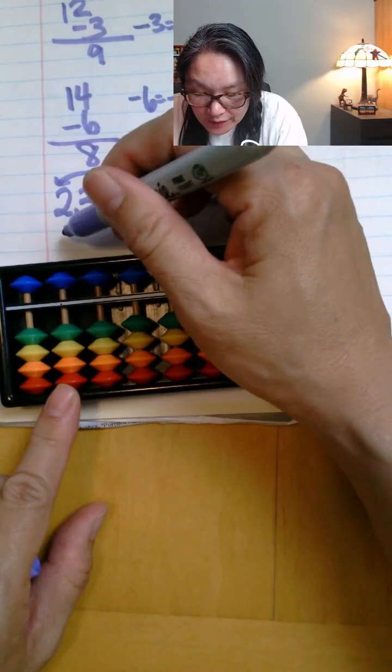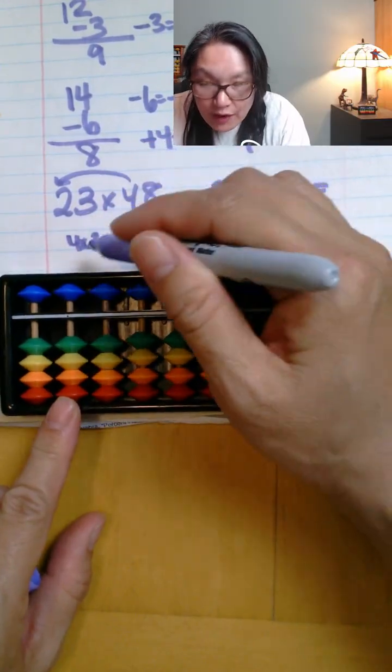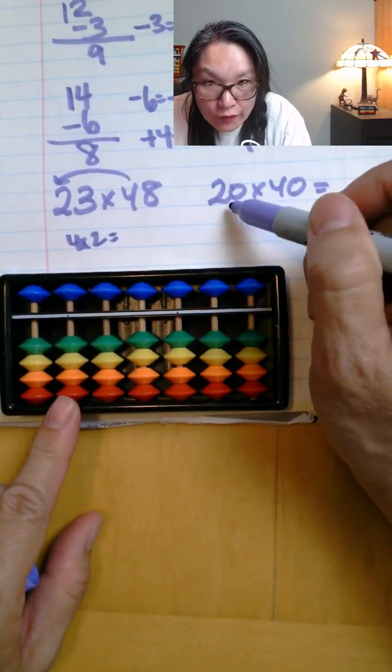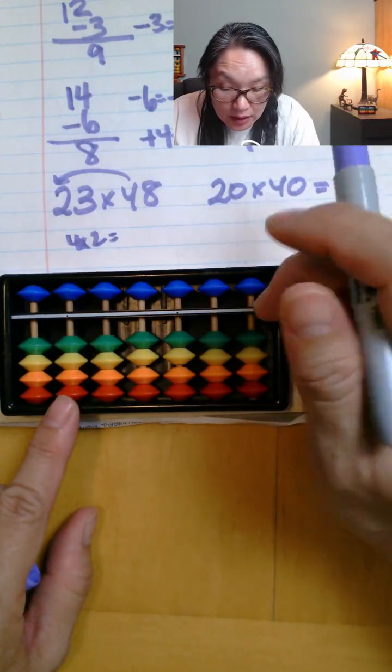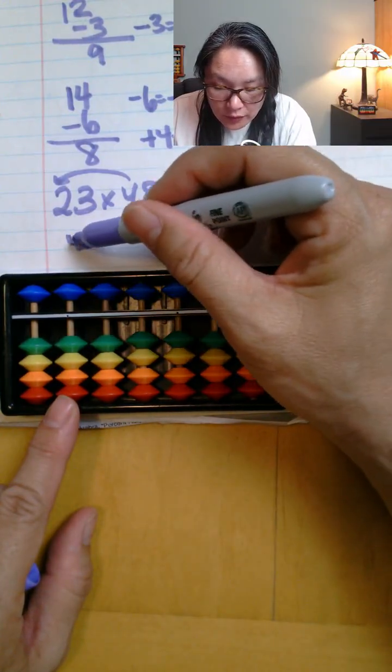So my question is 4 times 2. See how 4 times 2 is manageable as opposed to 40 times 20? We don't need to do this in abacus. So this is 4 times 2 is 8.